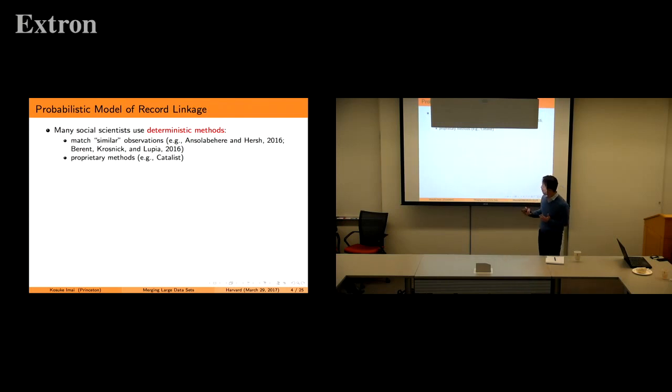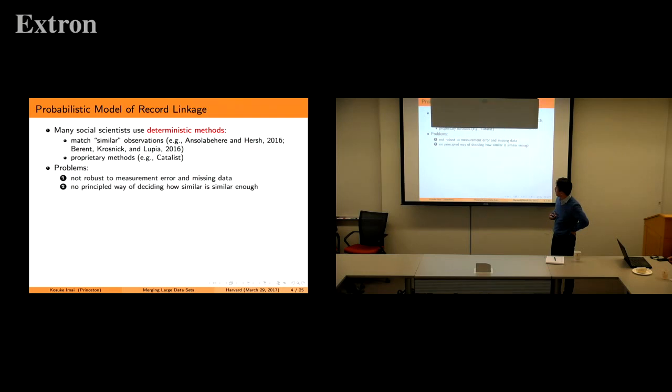But the problem of proprietary methods is it's unclear what they are. It sounds like deterministic methods, but there are all sorts of things going on that we don't know. So the problem is these methods, as I described, are not robust to measurement error and missing data. There's no principled way of deciding how similar is similar enough to call it a match. And in the case of proprietary methods, there is a lack of transparency. So as a researcher, if this process is really consequential, it's problematic that we can't even say how we did it.